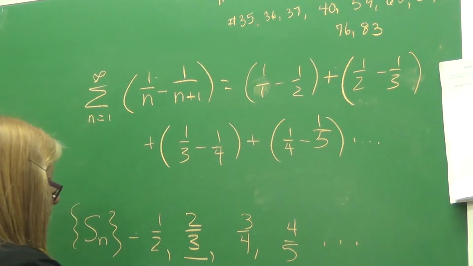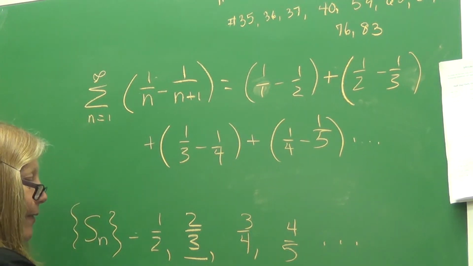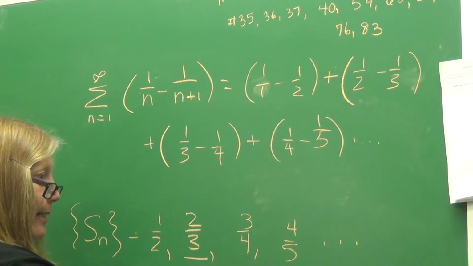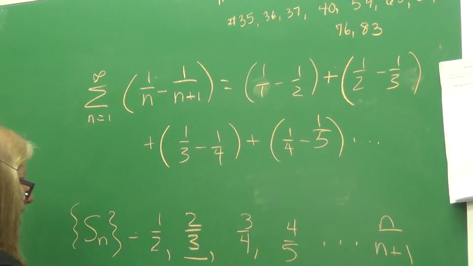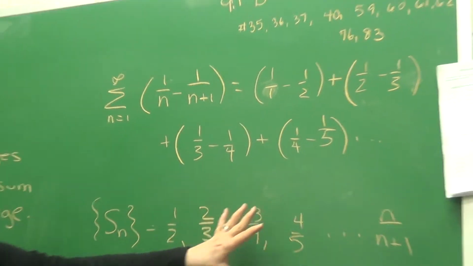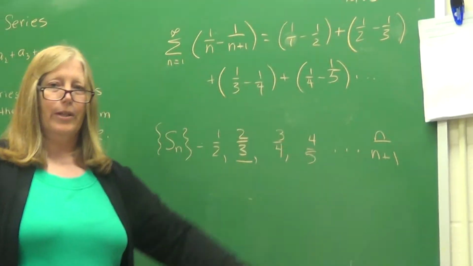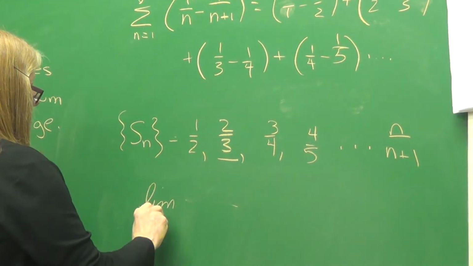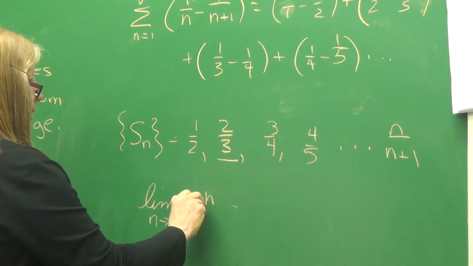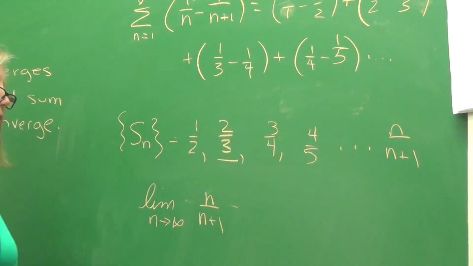If I put a 1 in, it'll give me 1/2. If I put a 2 in, it'll give me that. So n over n plus 1. All right, so does this converge? We have to take that general term and take the limit of it and find out. So does that converge or diverge?